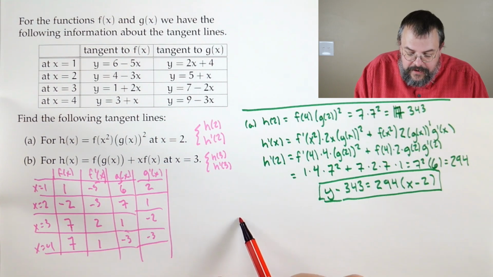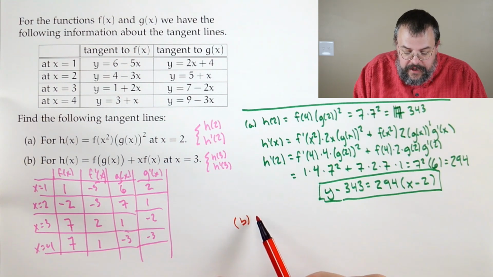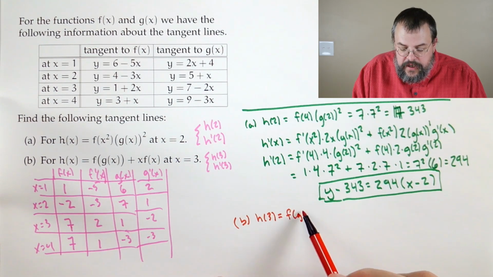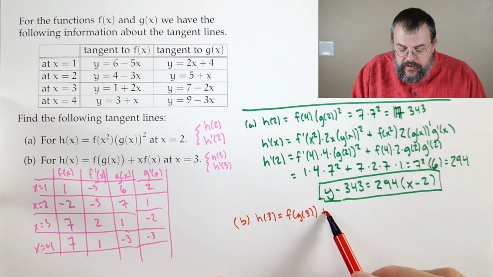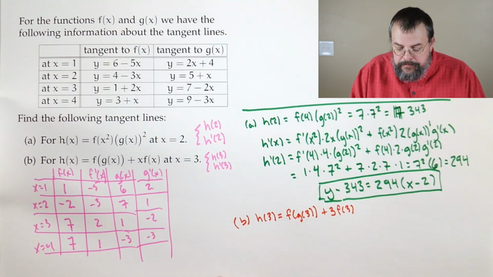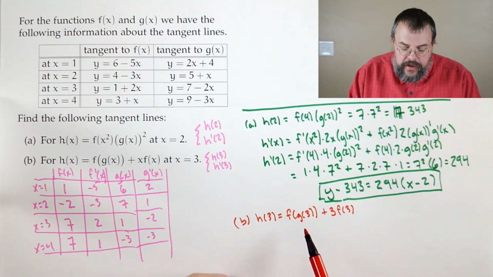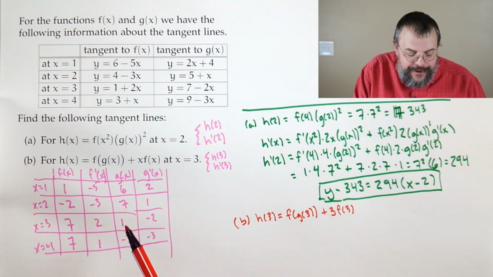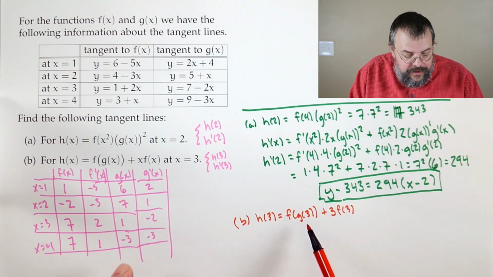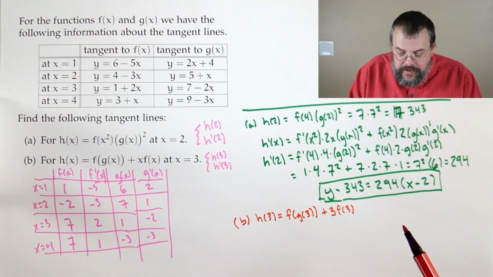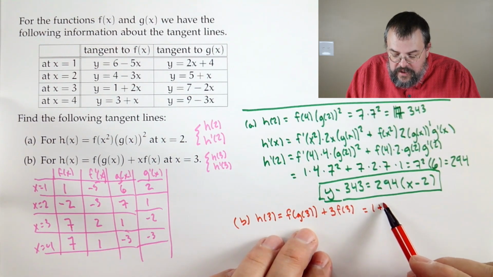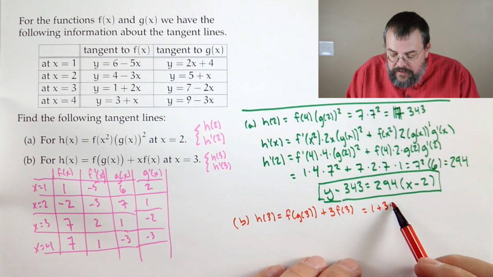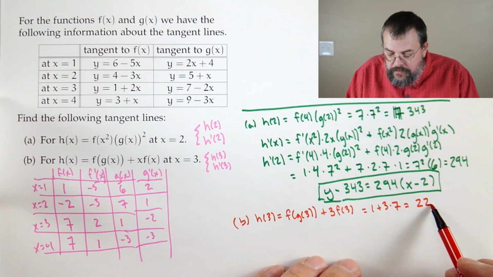Well, for part B, similar process. So here we're going to plug in 3. So h of 3 is f of g of 3 plus 3 times f of 3. So we go through this. What is g of 3? This time, I'll try to read the right slot. So g of 3 is 1, and then f of 1 is 1. So this is 1 plus 3 times, and f of 3 is 7. So 1 plus 3 times 7 makes that 22.